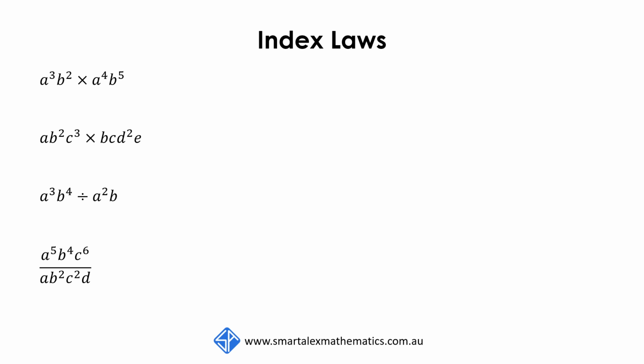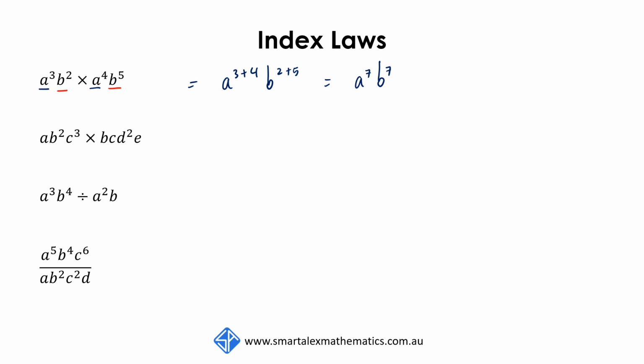We're now going to work through some examples to see how we can apply these index laws. The first question we've got: a cubed b squared times a to the 4 b to the power of 5. First step, we need to identify the common bases. We've got a cubed times a to the 4. We also have b squared times b to the power of 5. Since they're being multiplied together, all we need to do is add their indices. We're going to get a to the power of 3 plus 4, b to the power of 2 plus 5, and this is equal to a to the 7, b to the power of 7.